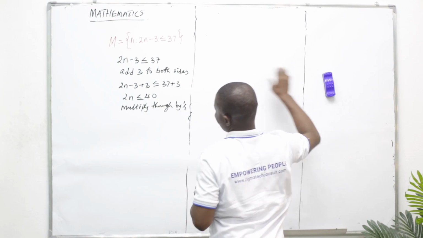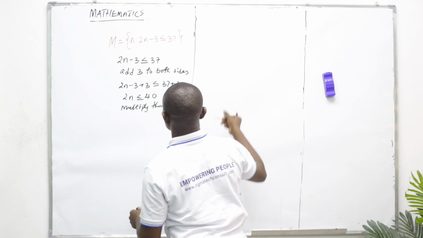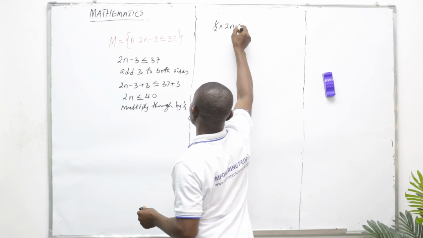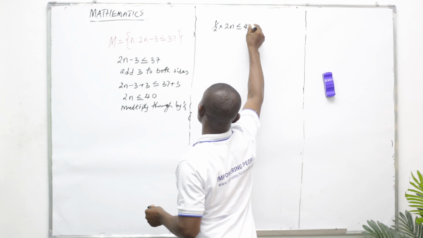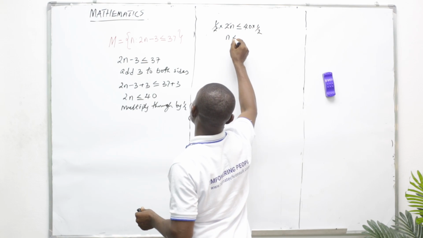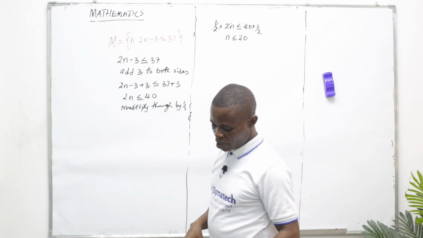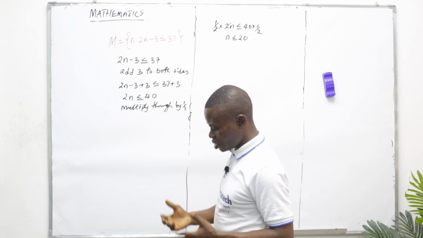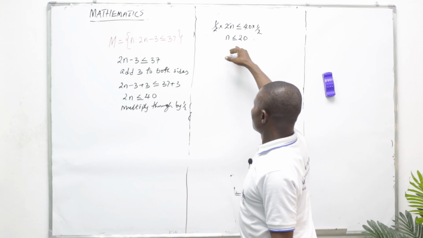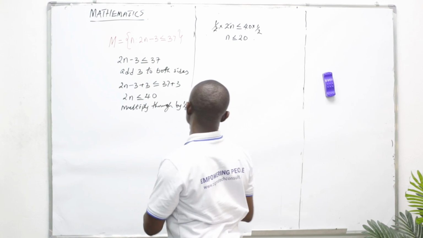Recall, I've said this in our Section A. So 1 over 2 times 2n less than or equals 40 times 1 over 2, so that n is now less than or equal to what? 20. If you say counting numbers, natural numbers, n is less than or equal to 20, meaning starting from the natural number, counting numbers.